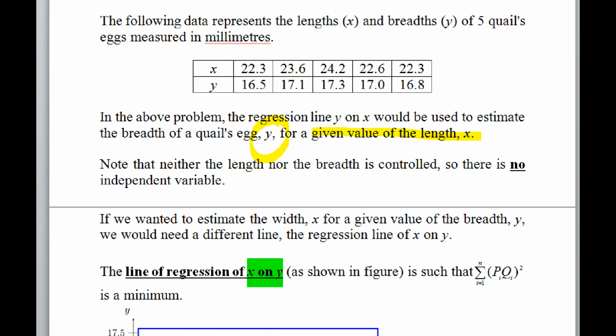However, if you want to estimate the width, the x, given a particular value of y, you will have to use the regression line of x on y. Confusing? One more time. Okay, maybe what I can do is this.